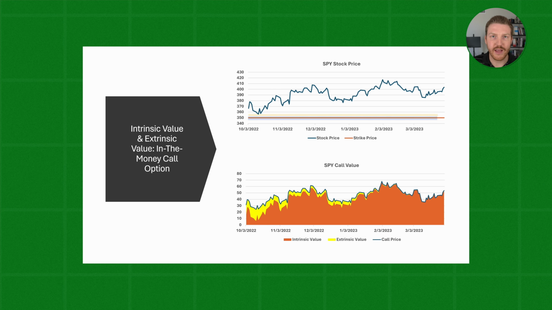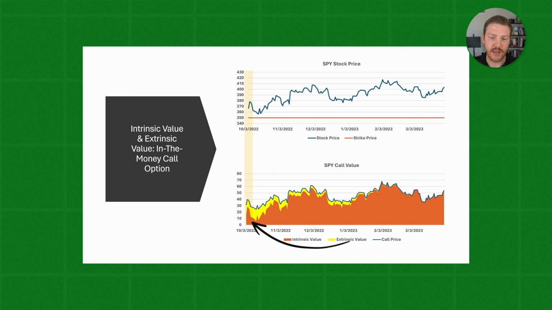So now if we look at the bottom graph, this is the SPY call value for the call with the strike price of $350 over the same 6-month period of time. On October 3rd of 2022, the furthest left part of this graph, that is when this 6-month call option is issued. You can see at this time, the extrinsic value, or the value coming from the time component of the option, is represented in yellow. And it is actually a large chunk of the option's value. The other component is the orange block, which is the intrinsic value.